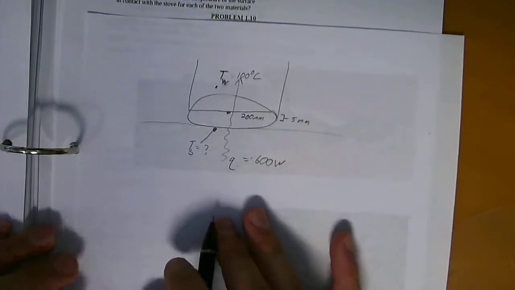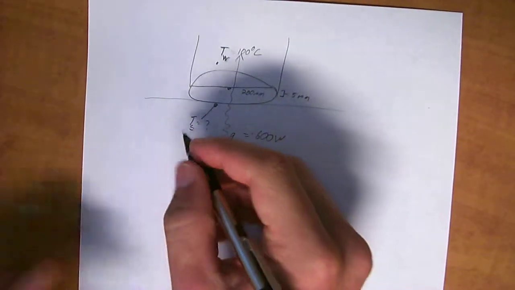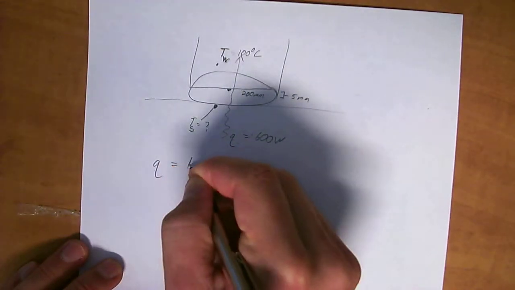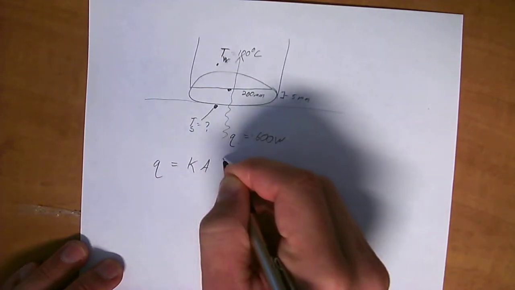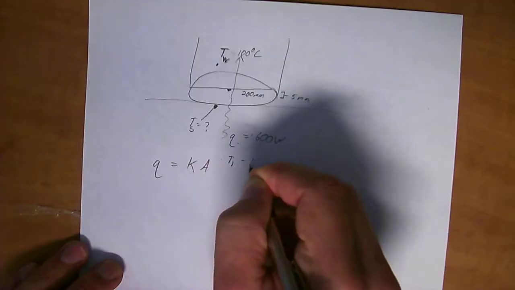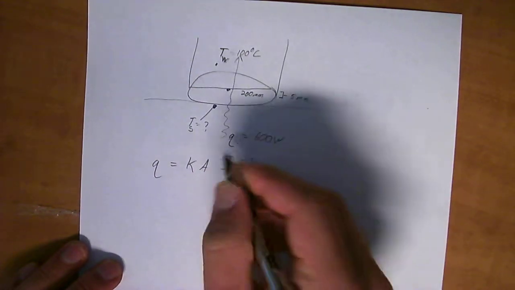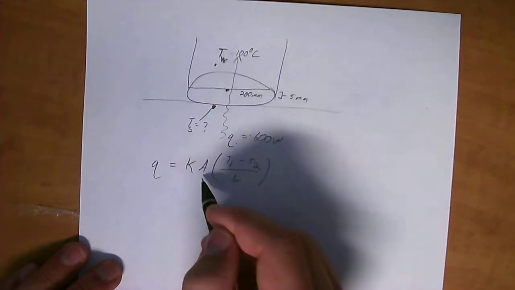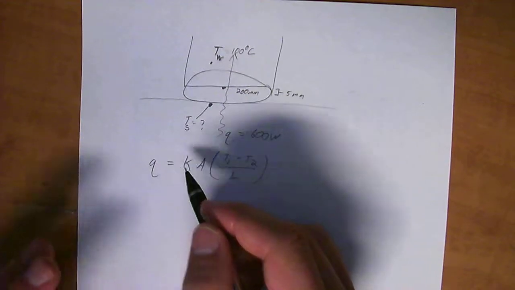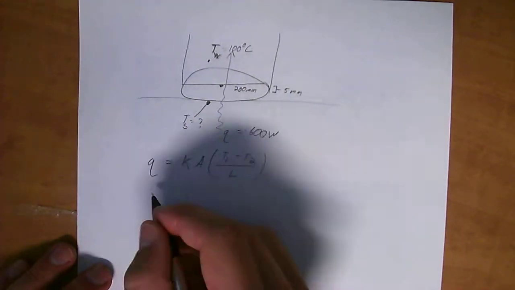Okay, so going ahead and putting this into our heat transfer equation. We know that our heat transfer equation is Q is equal to K times the area that you're moving through, T1 minus T2, so the highest temperature minus the lowest temperature, all over the thickness of the material. This is the area you're transferring through, and K the thermal conductivity.